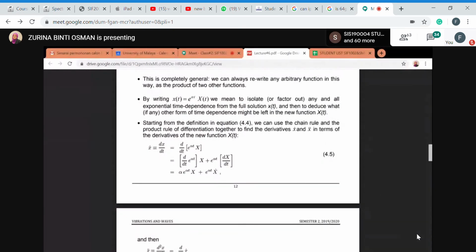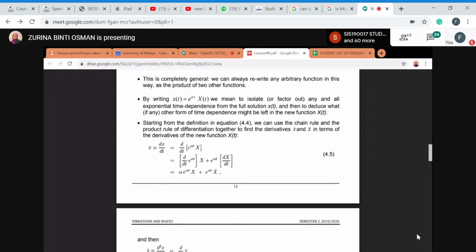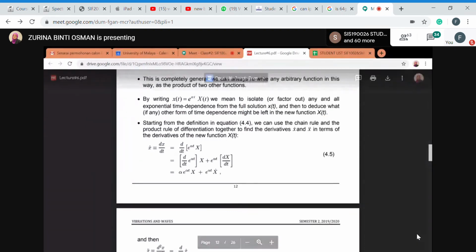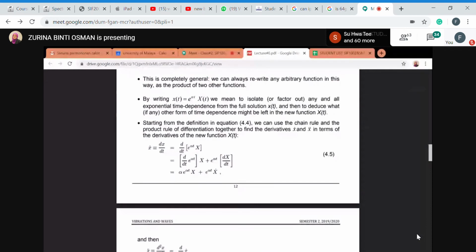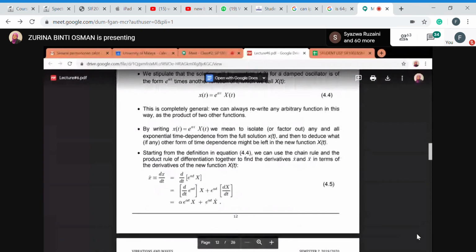Starting from the definition of equation 4.4, we can use the chain rule and the product rule of differentiation together to find the derivatives x dot and x double dot in terms of the derivatives of the new function capital X of t. So x dot is dx over dt. Back to the function here, you can see that this has two terms, one term and another term, so that's why you have to use the chain rule. I hope all of you are familiar with this. This is simple mathematics.